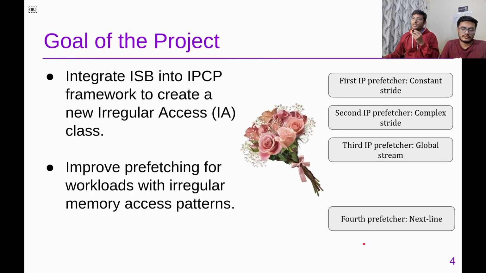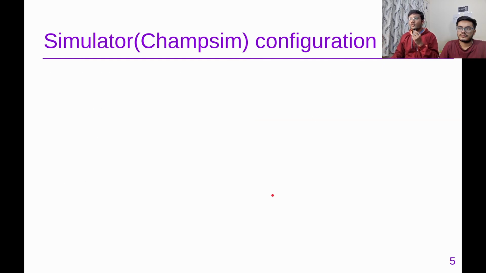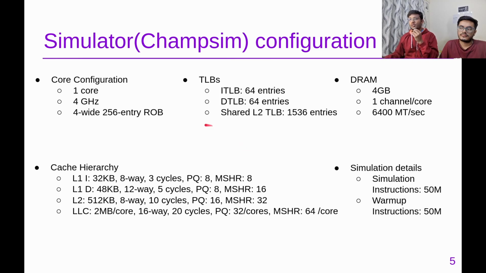So the goal of this project is to integrate this irregular access pattern prefetcher into the IPCP bouquet of prefetchers, so that we can prefetch or predict irregular as well as temporal streams also. Moving forward, we used ChampSim as the simulator here. These are some configurations of ChampSim we used. To highlight, we use a single core processor, 4 GB RAM, and 3-level cache. We did 50 million instructions as warm-up and 50 million simulation instructions.